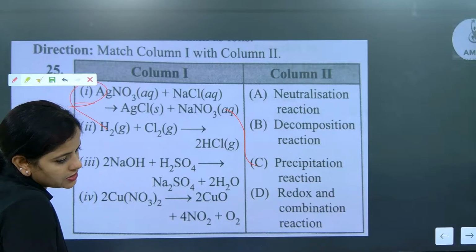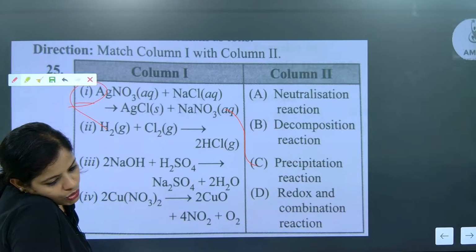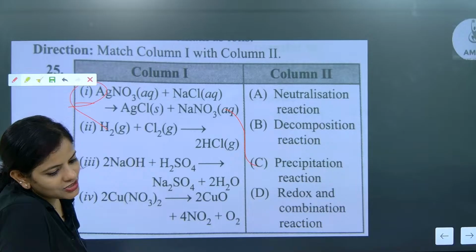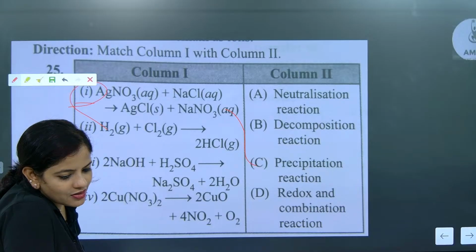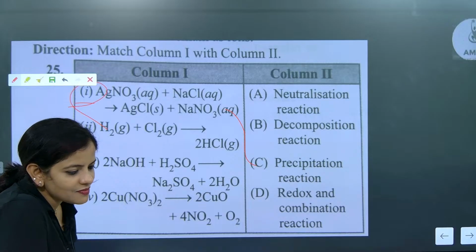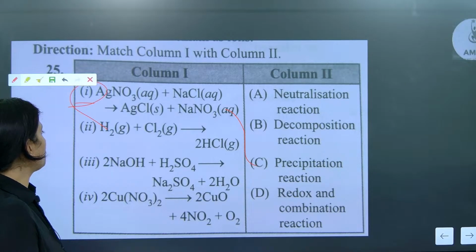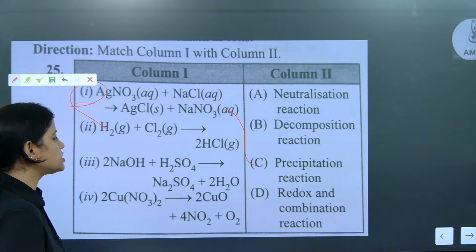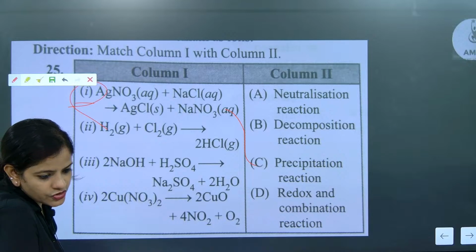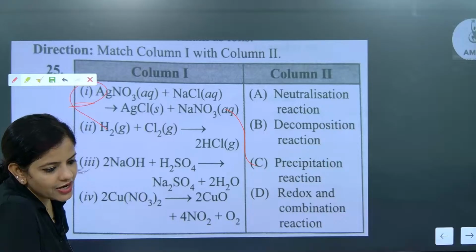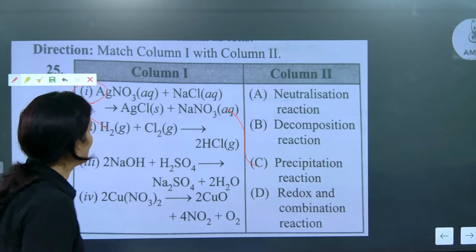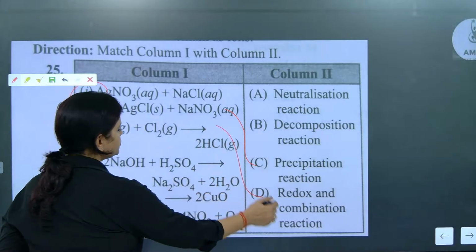Second one is hydrogen and chlorine. What type? HCl formation. This is exactly which one? Vishwa, that's boss effect. Very nice. Second one will go with whom? Redox reaction. Vishwa is telling redox reaction. Two is going with D, that is a redox reaction. Okay, I'll take it, Vishwa.